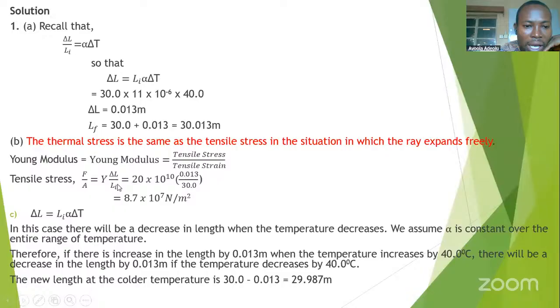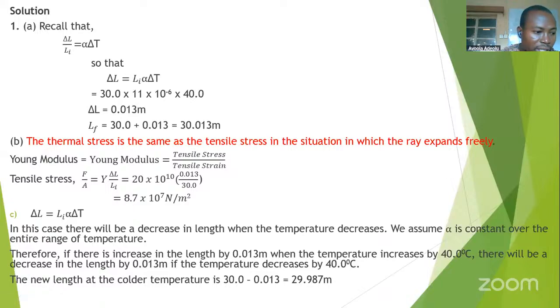The tensile strain can be calculated using the 0.013, that's the change in length, over 30, the original length. If you put all these values, you just multiply this by this and divide by 30, and you have what you have here.